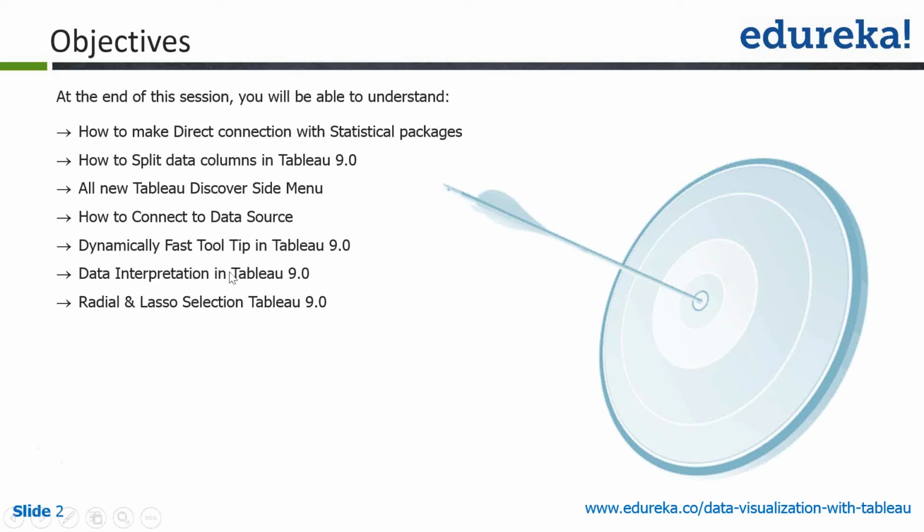We will do some kind of data interpretation. Tableau is intelligent in doing this. And then we'll see, last but not the least, the radial and lasso selection in Tableau 9. All these are the new features. In the due course of showing these new features, I would also like to show you the existing features, and on top of that, use the new feature options and show how it works.